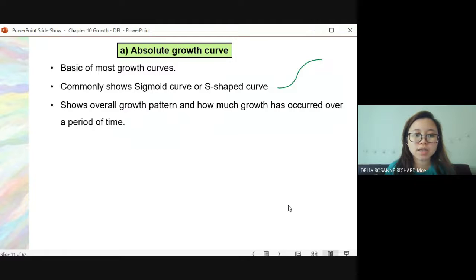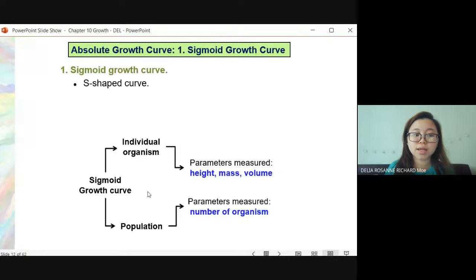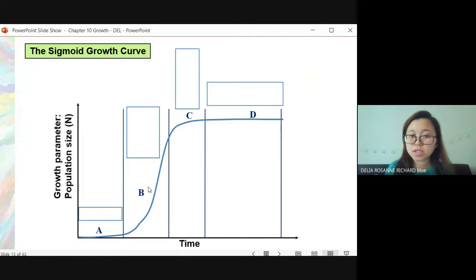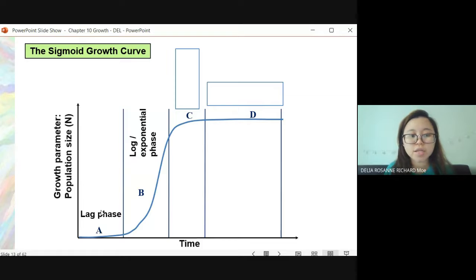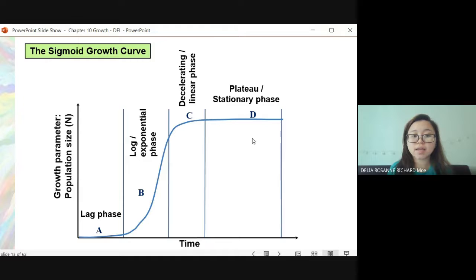Okay, so in your lesson, okay, absolute growth curve ini kita belajar 2 jenis. Satu adalah yang basic, S-shape ataupun sigmoid curve. Ini agak penting lah. Kamu akan nampak sigmoid curve ini selagi kamu belajar pasal biology atau population or whatever. You should know what happens during the lag phase, exponential phase, decelerating phase, and plateau phase.